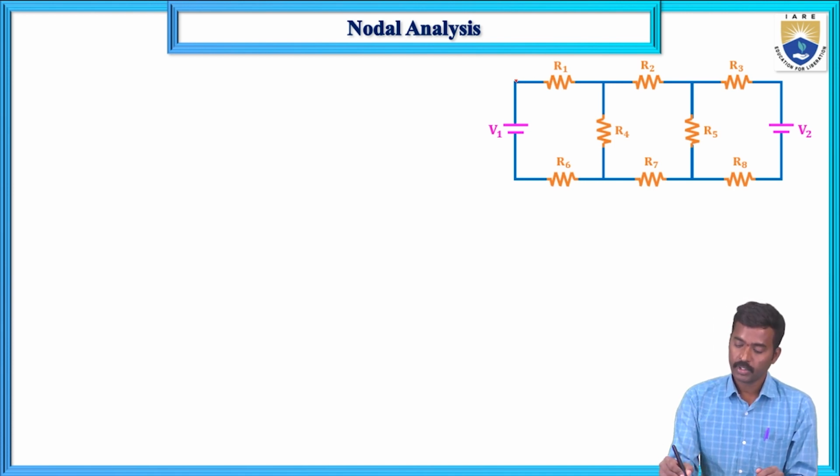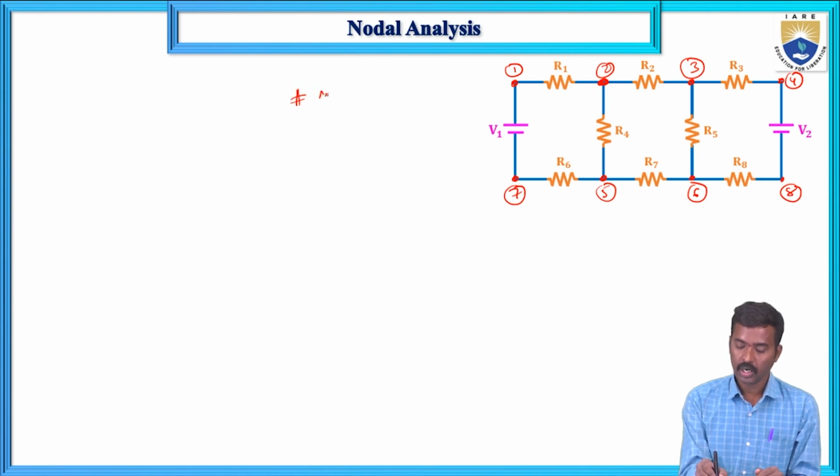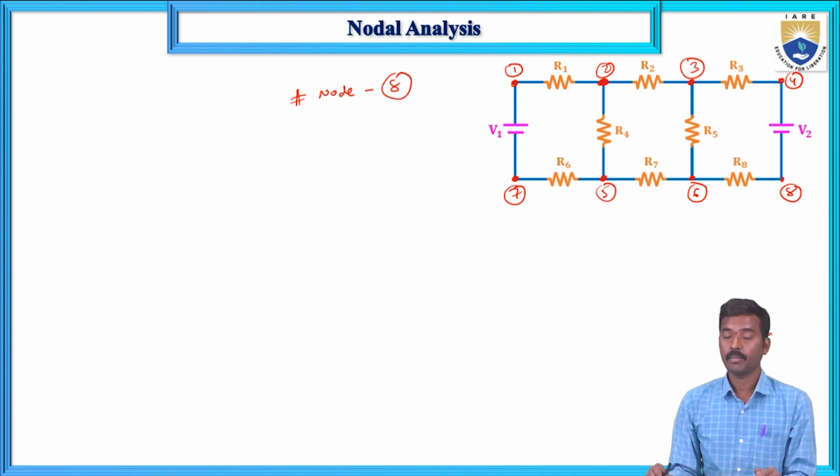Here, two elements, the voltage source and this resistor R1, are connected to this point. Two or more elements, three elements R1, R4 and R2, are connected to this point. This is 1, this is 2 and this one is 3. This one is 4. This one is 5. This one is 6. This one is 7. And this one is 8. The number of nodes are 8.